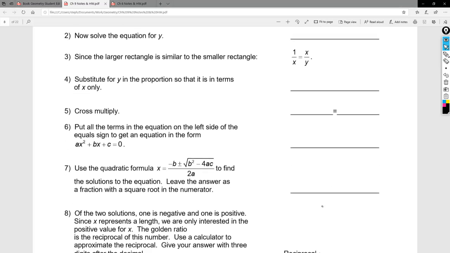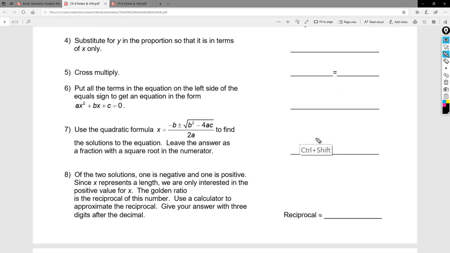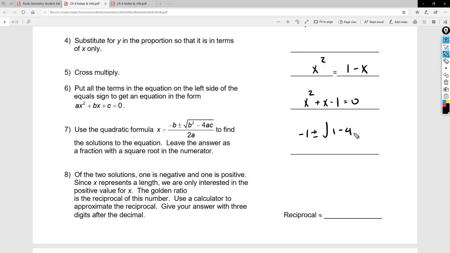So moving down a little bit. Again, after cross multiplying, x squared is equal to 1 minus x. So if I move everything to one side, I can again use completing the square or the quadratic formula. Let's use the quadratic formula in this case. So we're just going to plug in. I get negative 1 plus or minus the square root of 1 squared minus 4ac all over 2a. Reducing this, I end up with negative 1 plus root 5 over 2. And again, we're going to ignore the negative for now because this is a length.